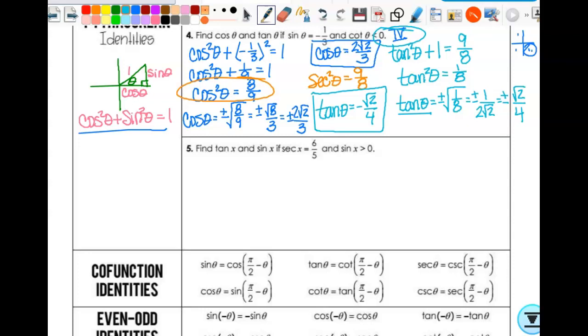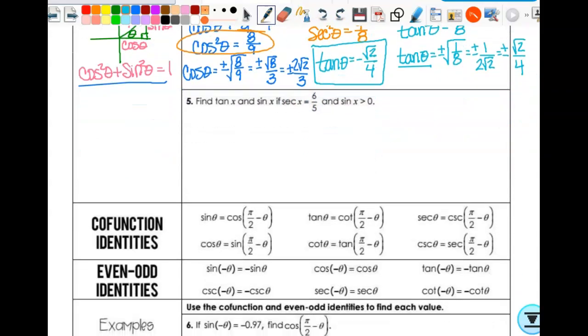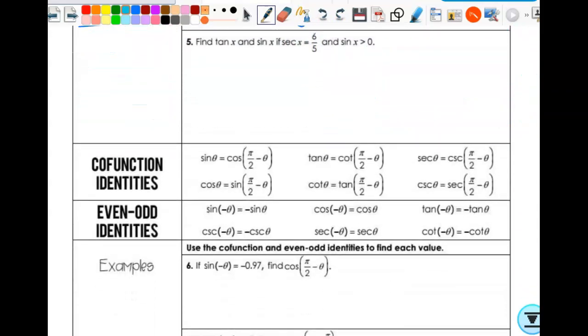So the next one says we're going to find tangent and sine if we have secant. All right, so the good thing is that we can find tangent using secant because tangent squared plus 1 equals secant squared. So let's try that. So tangent squared plus 1 equals secant squared. This time that's just secant, so I am going to have to square it. So 6/5 squared.